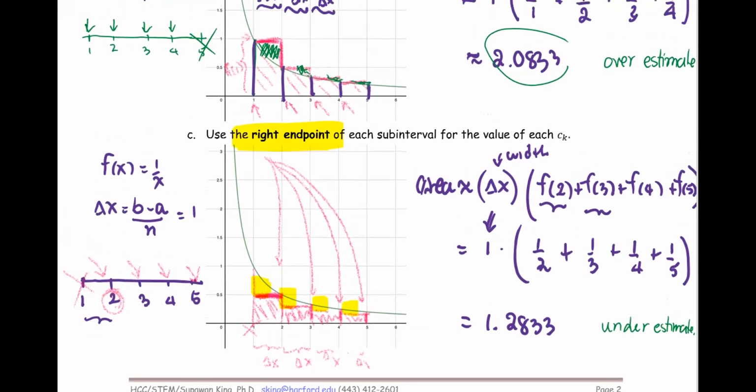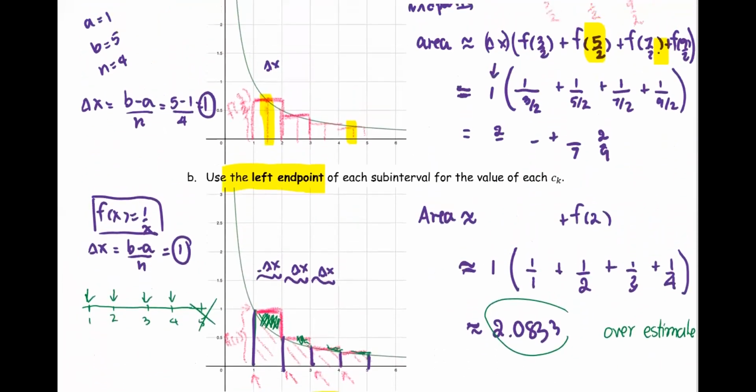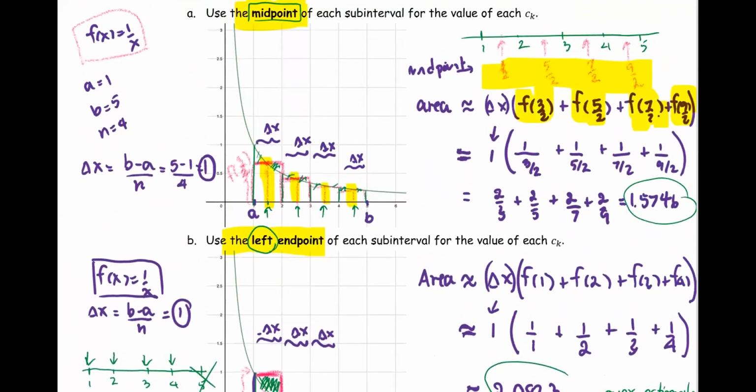Okay, so overall, comparing the 3 ways of approximation, and these are called Riemann sums, to estimate the area between the curve and the x-axis. You can see that the midpoint will give you the most reasonable approximation.